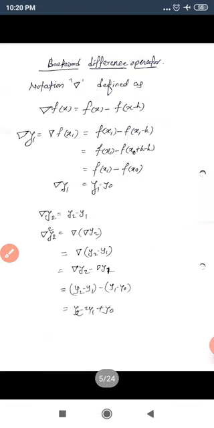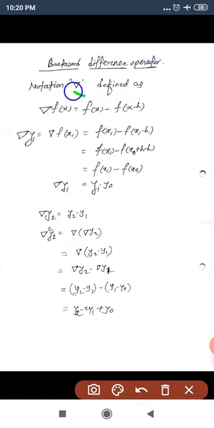So next, the backward difference operator. The backward difference operator is denoted by this del, and it is defined as del of f(x) is equal to f(x) minus f(x minus h). That is, del of f(x) is this value minus its previous value. For example, del of y1: del of y1 is this value minus its previous value, y0.